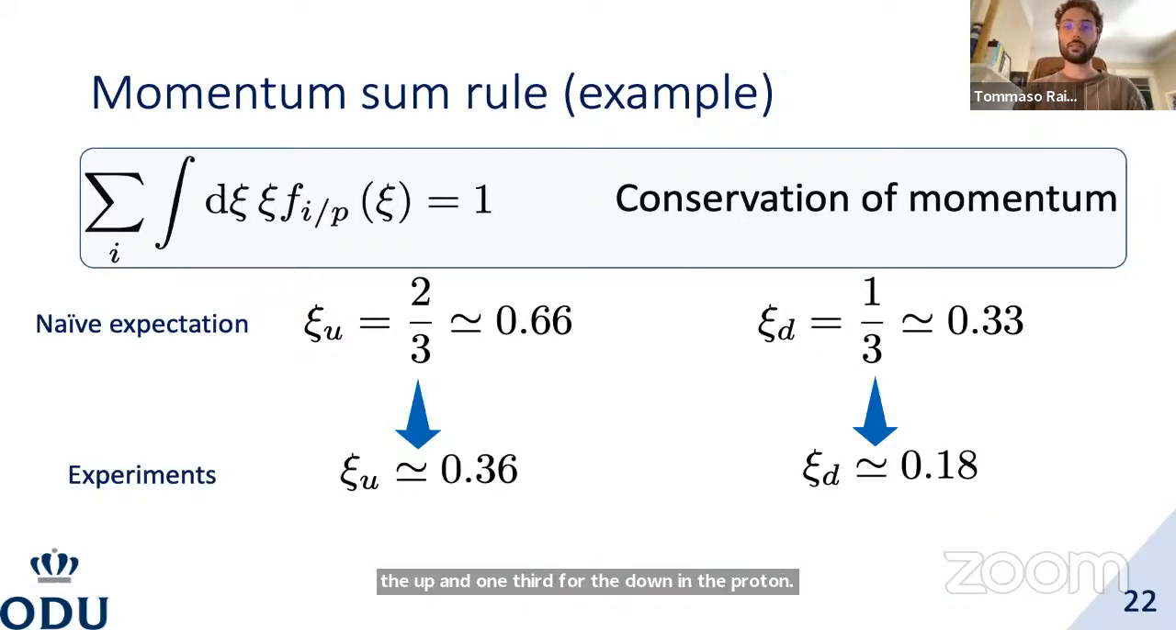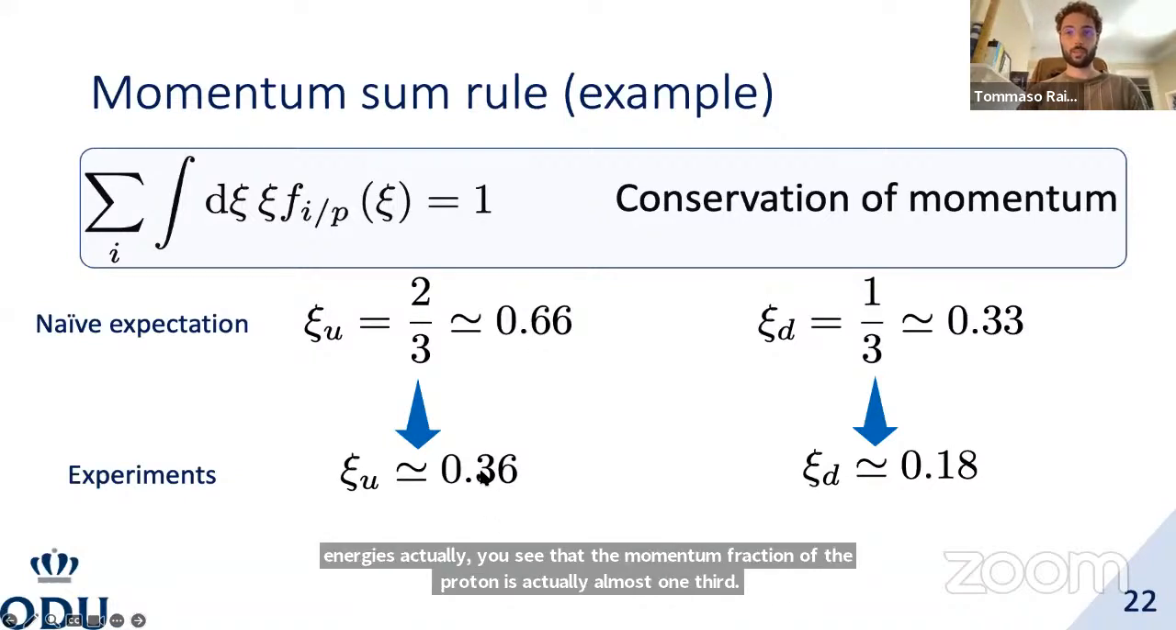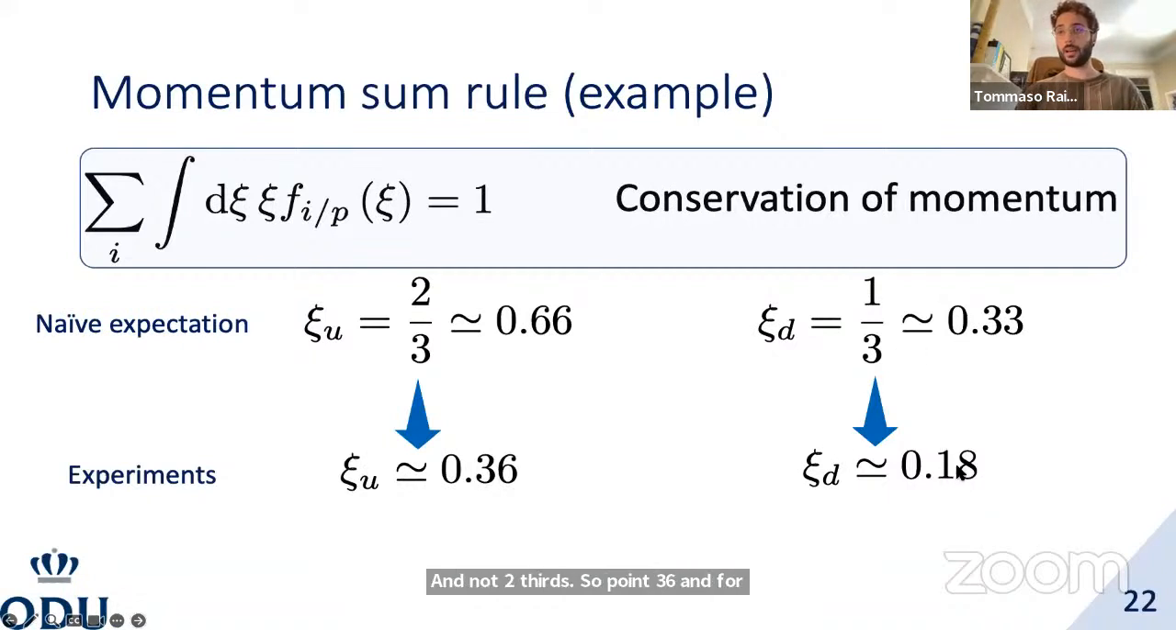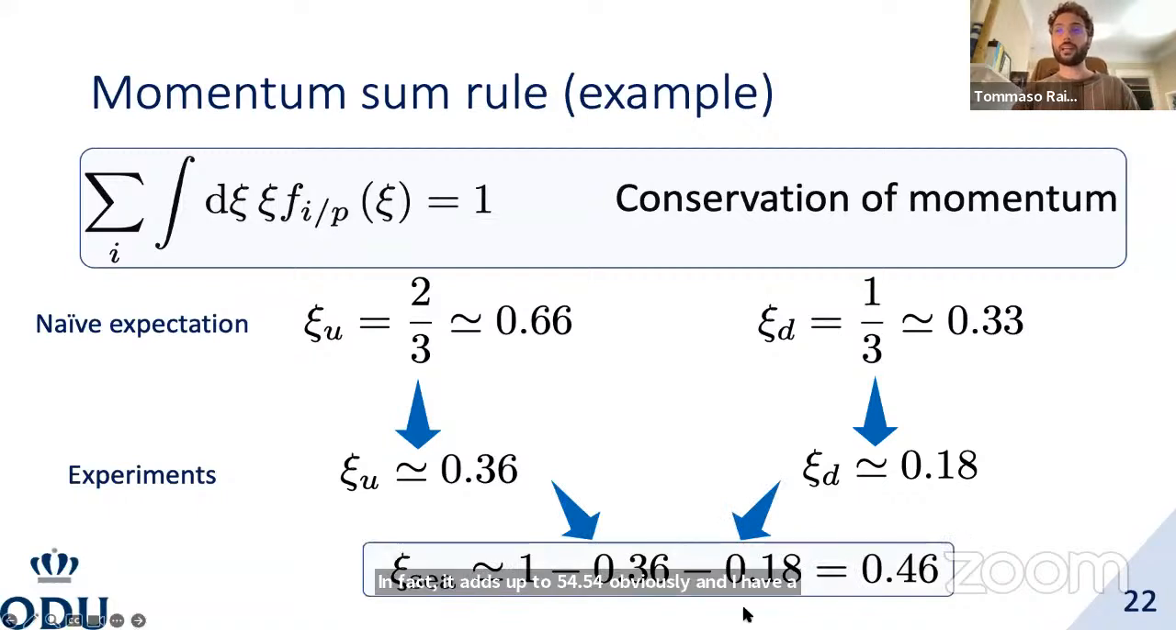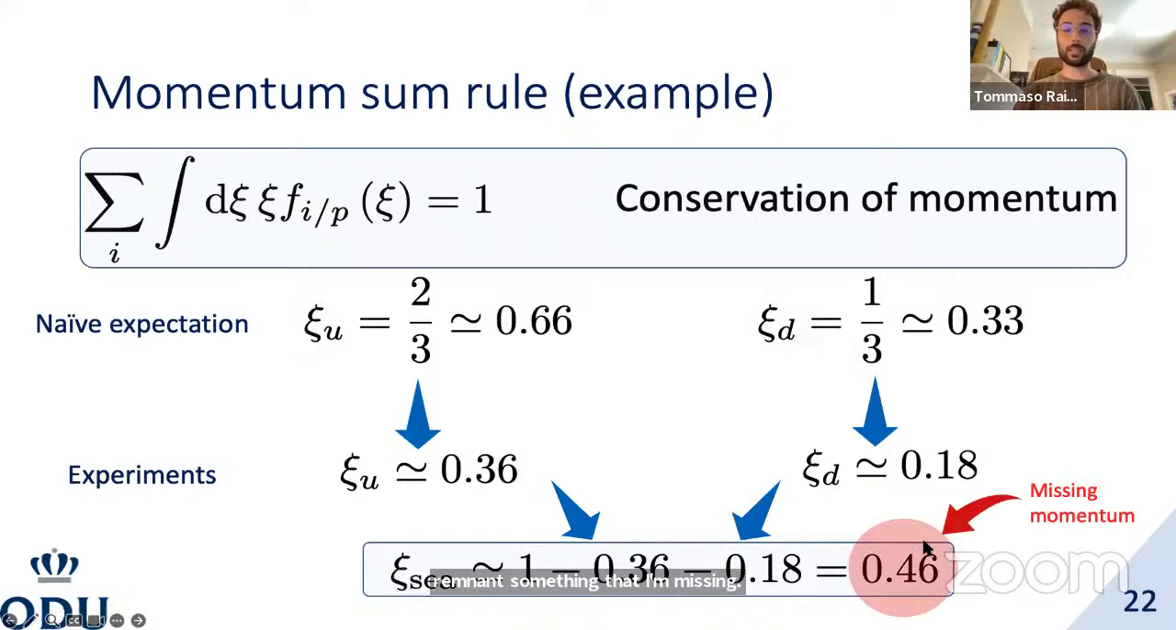This is what you see in experiments at very high energies, actually. You see that the momentum fraction of the up quark in the proton is actually almost 1/3 and not 2/3, so 0.36, and for the down quark it is actually 0.18. And so now you begin to wonder, if I sum everything together, it certainly does not add up to 1. In fact, it adds up to 0.54, obviously. And I have a remnant, something that I'm missing. I'm missing 46% of the momentum. And that is because my naive expectation is definitely not correct. And it's because of what we call the C, and the C here just means everything else, every other quark, anti-quark, and gluons that I have not addressed.